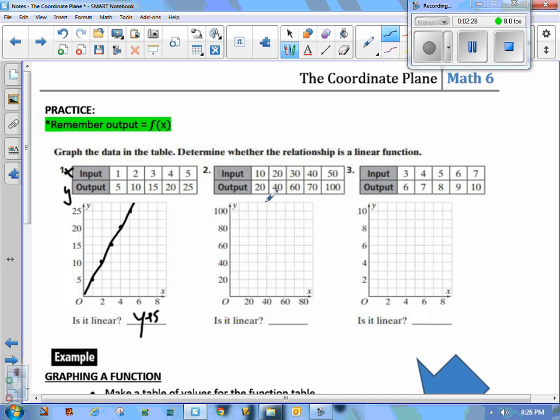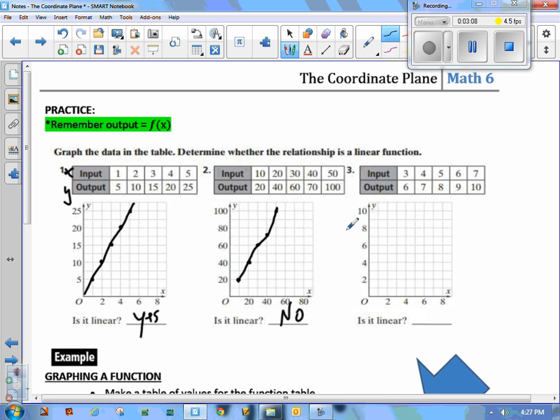If I look here at the second table, it tells me to go over 10, up 20. Over 20, up 40. Over 30, up 60. Over 40, up 70. Over 50, up 100. And if I connect those dots, they do not form a straight line. And so I would say no, this is not linear.